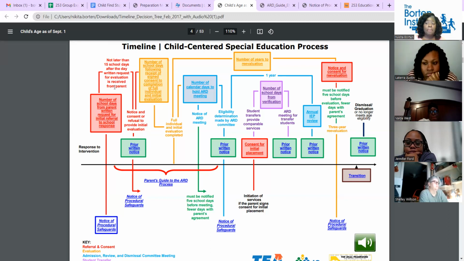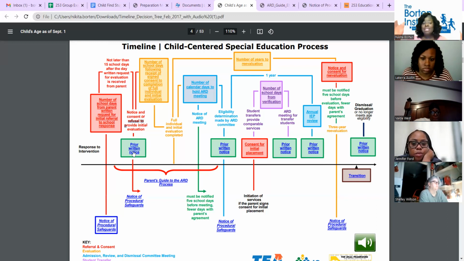So they put it on paper and you have 15 days from that date to give them a notice and consent, or to give them a notice and a refusal. We're not going to test for initial services, prior written notice. This is a form already embedded in your district. It's a form letter where you plug in the holes basically.